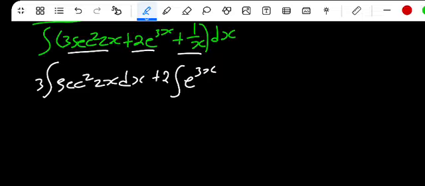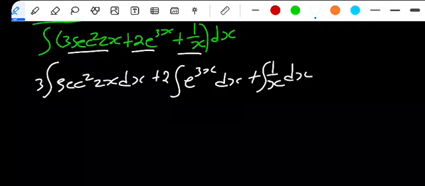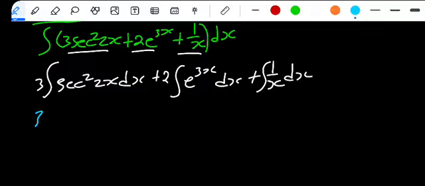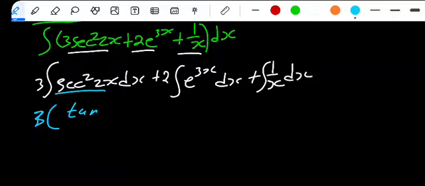e to the 3x plus the integral of 1 over x. So I'm having 3 there. Let us take the integral of this, which will be tan. Note, the integral of sec squared x will be tan 2x, but now divide by the inside function. The derivative of the inside will be 2. We'll apply the chain rule in reverse. You divide now instead of multiplication.